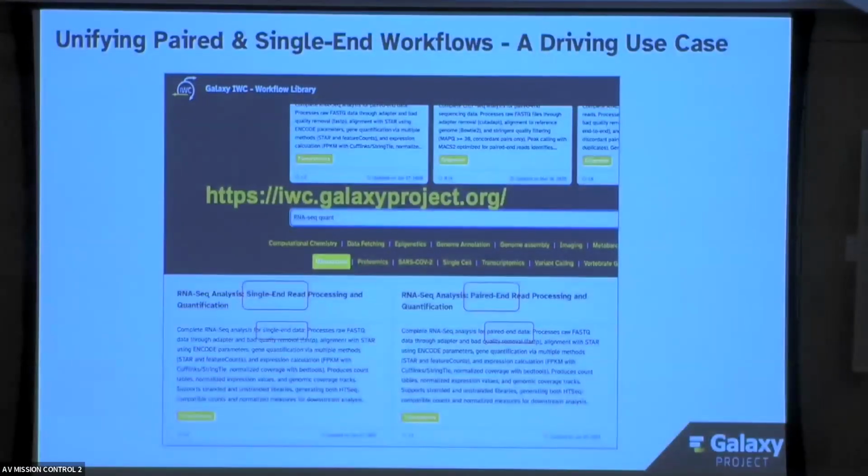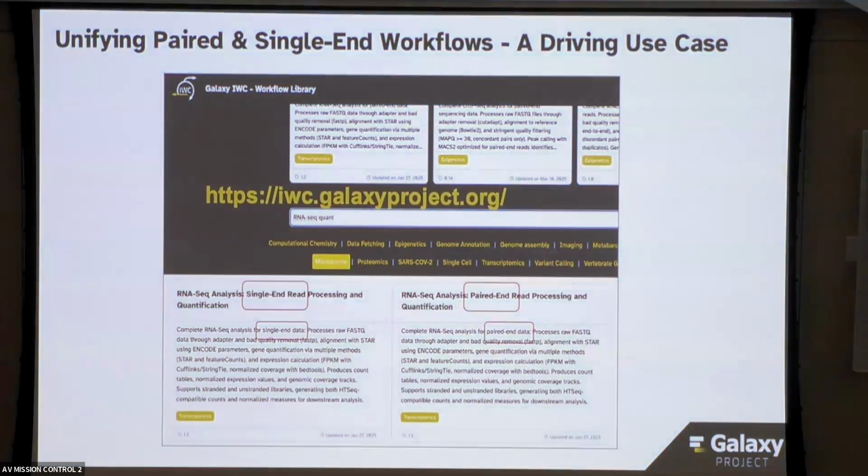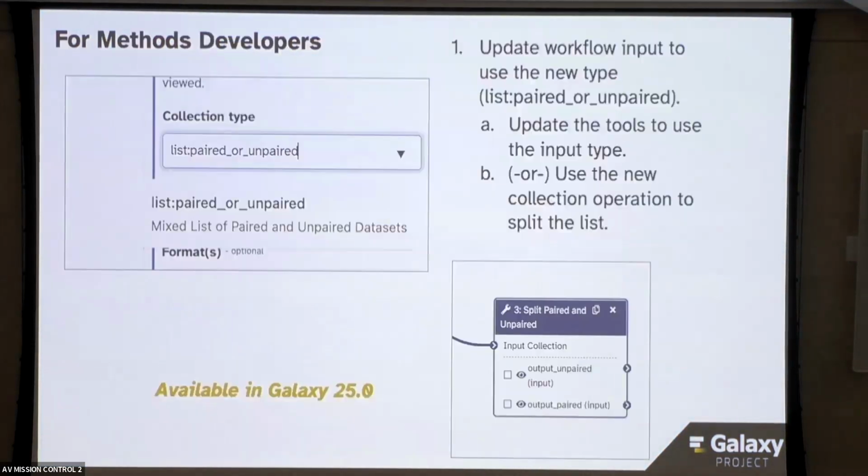Okay, so I'm going to highlight some actual use cases derived from the IWC that we've seen over and over again. We've seen this website, and there's this sort of anti-pattern that's prevalent currently. So if I do a search for RNA-seq quant, I'm going to get 2 copies of the same workflow, essentially. The only difference is that one handles single-end reads and one handles paired-end reads. This is a big maintenance overhead, and it's kind of confusing to users. We want to get away from them having to know about these details or worry about these details.